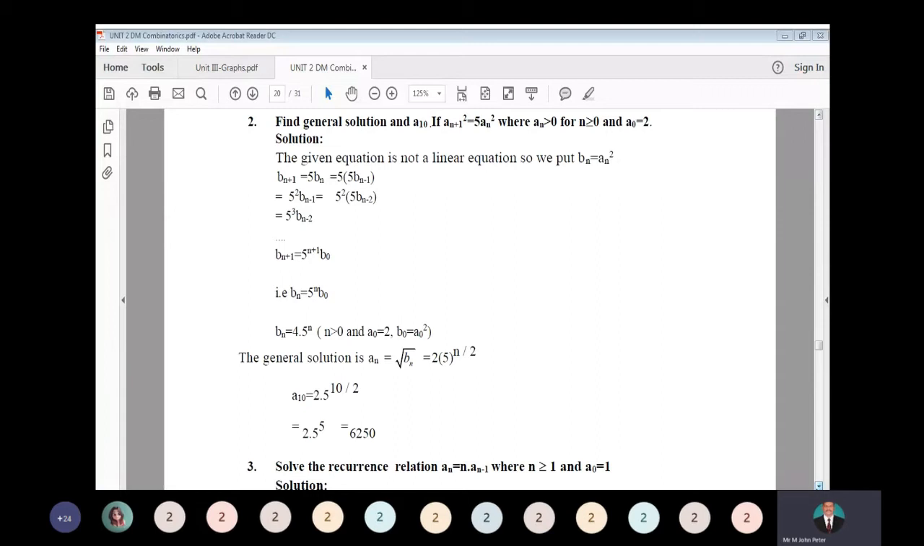So bn is equal to 4 into 5 power n, for n greater than 0 and a naught equal to 2. As per the given condition, a naught equal to 2, b naught equal to a naught square; squaring, we get 4. So the general solution is an equal to root of bn, that is root 4 as 2 and root of 5 power n, that means 2 into 5 power n by 2. So a10 is equal to 2 into 5 power 10 by 2, that is 2 into 5 power 5. So 6250 is the answer for a10.